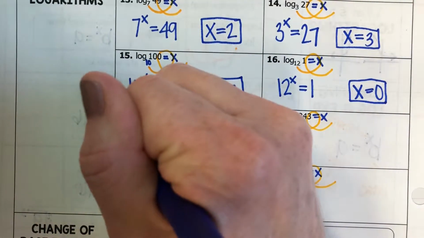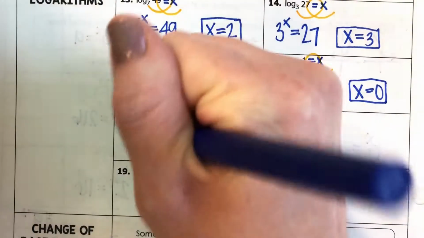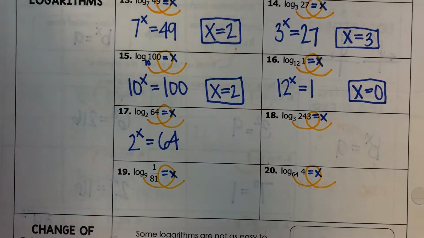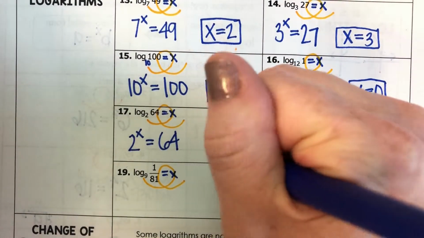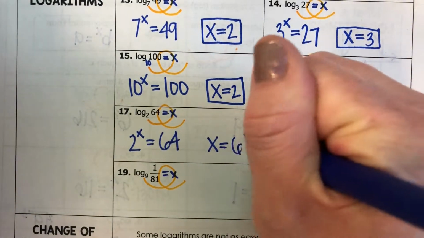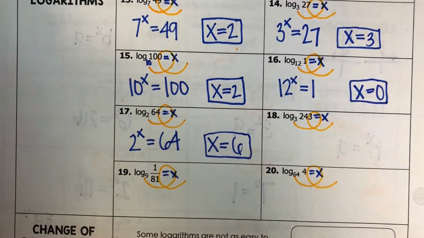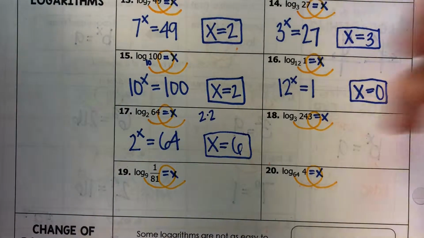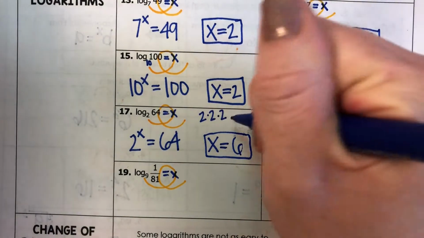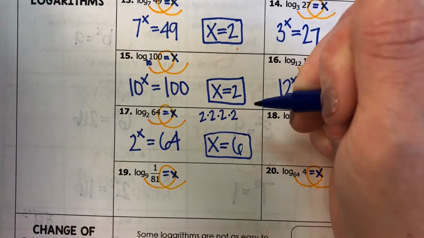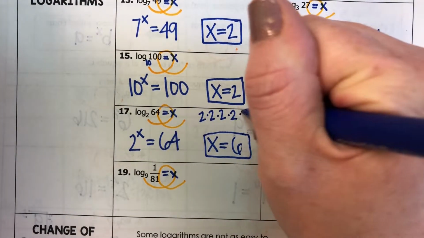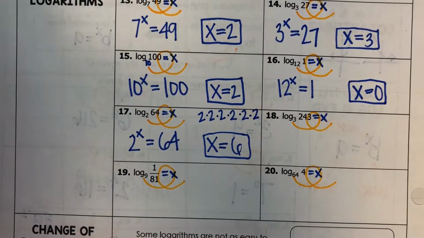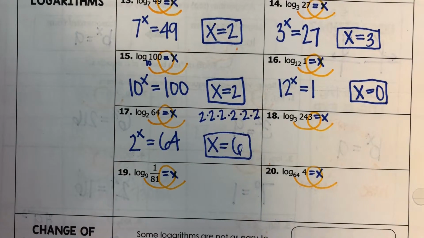So right here, I'm going to rewrite number 17 as 2 to the x power equals 64. I know that if I raise 2 to the 6th power, it's going to be 64, okay? 2 times 2 is 4, times another 2 is 8, times another 2 is 16, times another 2 is 32, times another 2 is 64, okay?